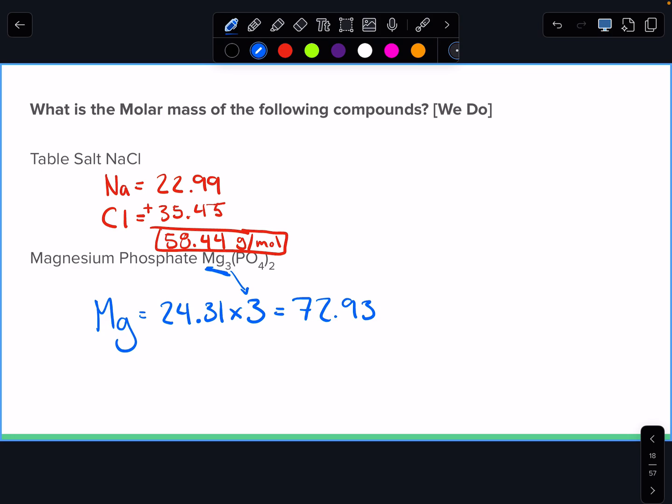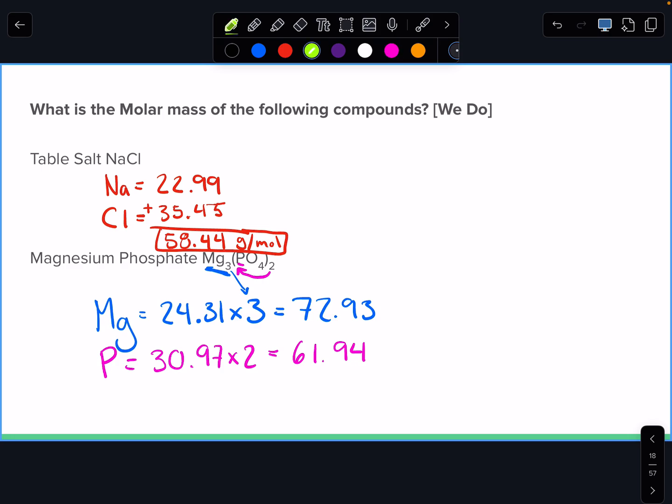Okay, now for my phosphorus here, the parenthesis, just like in math, we need to distribute. Okay, so let's find the mass of phosphorus, 30.97. And then I'm going to times that by 2, because there's 2 phosphoruses in there. 61.94.